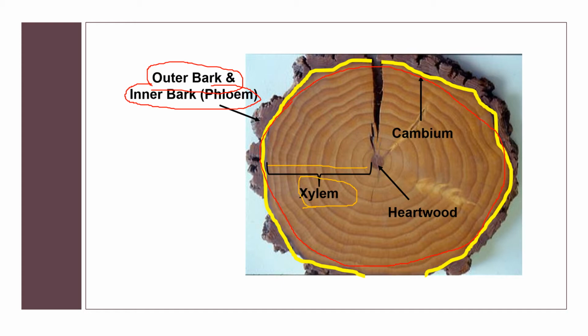We can see these rings, which indicate the age of your tree. As newer rings of sapwood are laid down, the inner cells lose their vitality and then they turn into your heartwood.